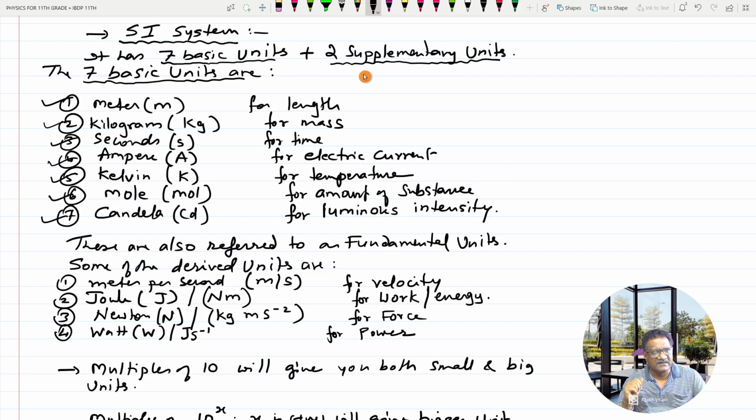Now, the 2 supplementary units: in the book, they have not mentioned anything about these 2 supplementary units, but let me tell you, these 2 supplementary units are: number 1, plane angle.